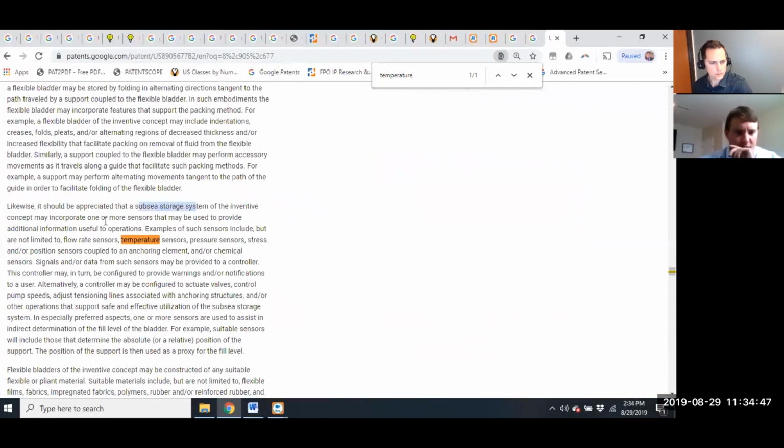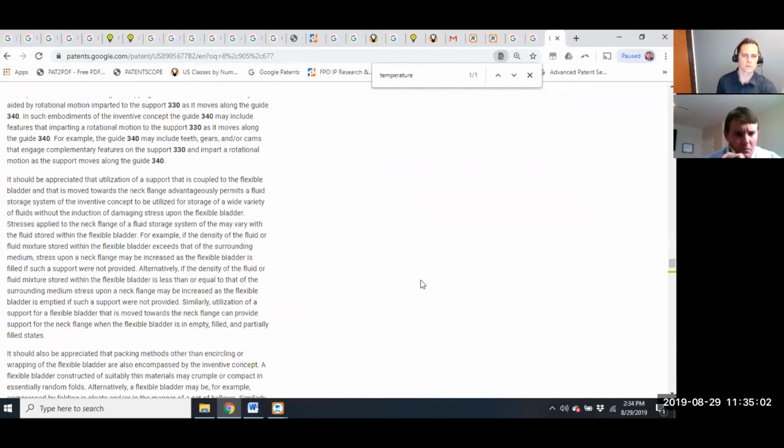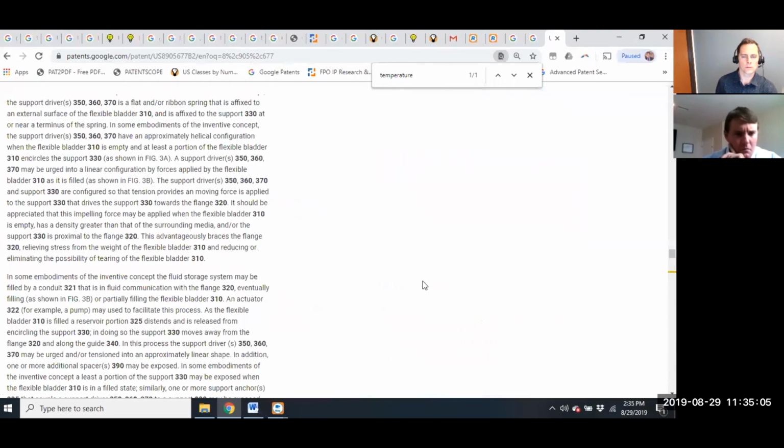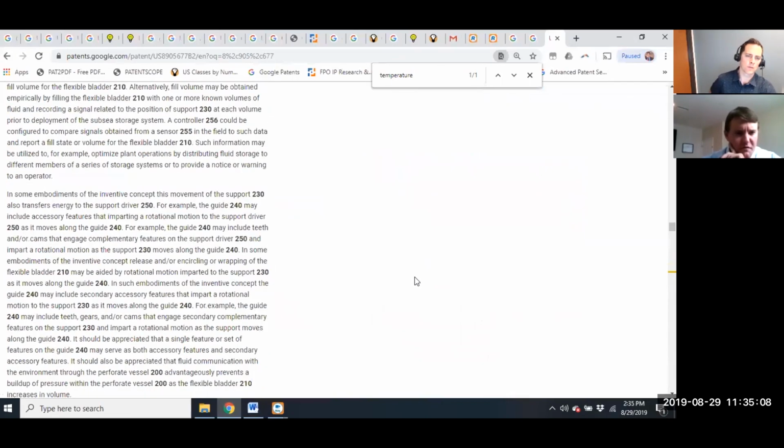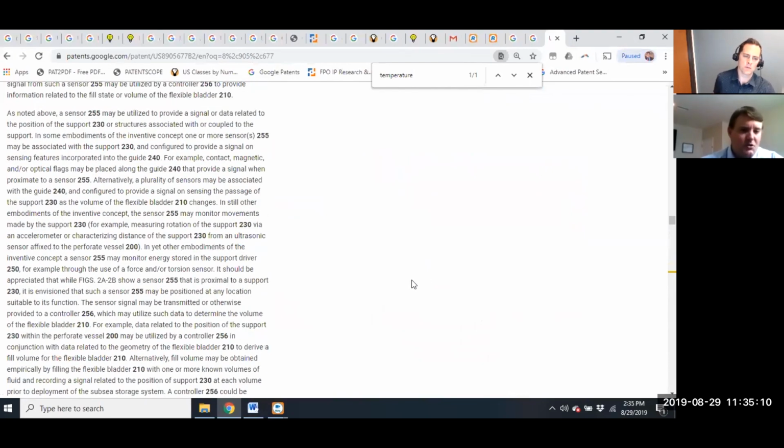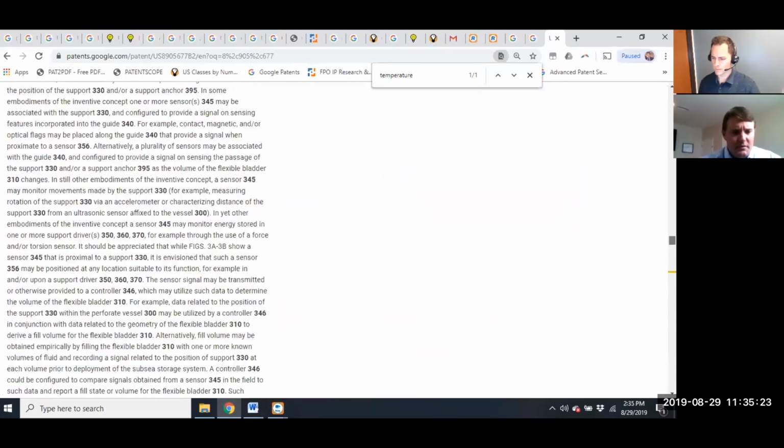So the subsidy may include one or more sensors that might be used to provide information operations. This is something I would take note of here. Suppose all the other references we had found were for things that were similar structurally, like a container that you can put on a reel going underwater. We found things that maybe have a propeller that moves it up and down, but we haven't found one yet that does it based on temperature.